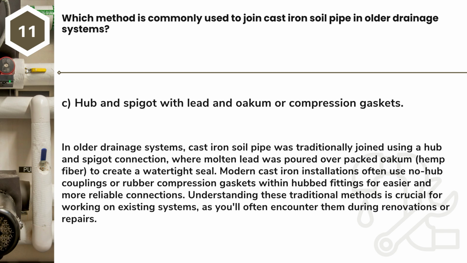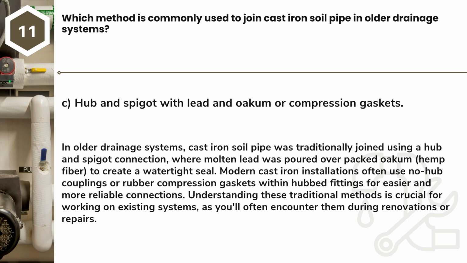Answer: C. Hub and spigot with lead and oakum or compression gaskets. In older drainage systems, cast iron soil pipe was traditionally joined using a hub and spigot connection, where molten lead was poured over packed oakum, hemp fiber, to create a watertight seal. Modern cast iron installations often use no-hub couplings or rubber compression gaskets within hubbed fittings for easier and more reliable connections. Understanding these traditional methods is crucial for working on existing systems, as you'll often encounter them during renovations or repairs.